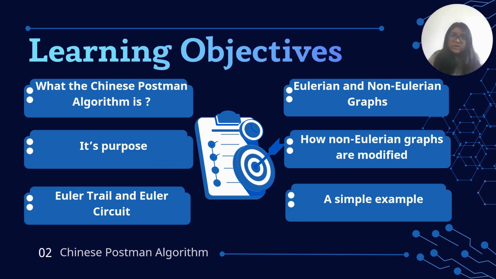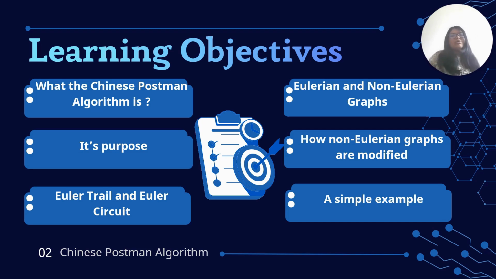Before we dive into the math, let me clearly outline what we are going to cover in this video. First, we will understand exactly what the Chinese postman algorithm is and what problem it actually solves. Next, we need to revisit two important graph theory concepts, Euler Trail and Euler Circuit. They are the mathematical foundation that make this algorithm work. So it's crucial we understand them.